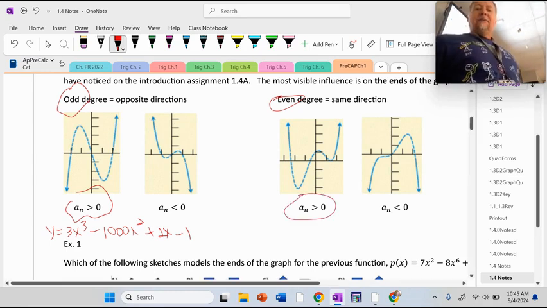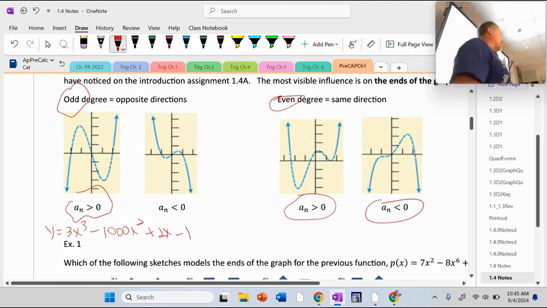Okay, anyway, so when A is positive and A sub n is negative, you get the flip-flop polynomial dance.